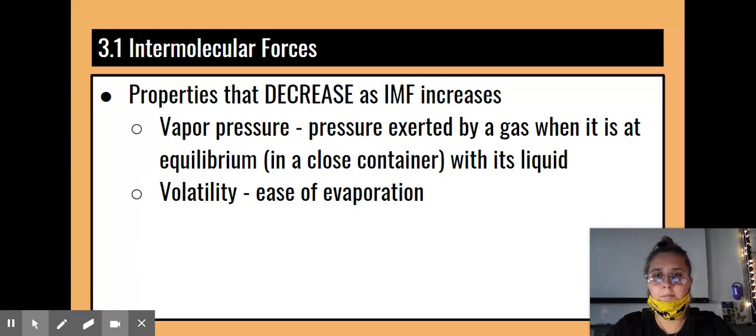On the flip side, you've got properties that decrease as your intermolecular forces increase. That includes vapor pressure, which is the pressure exerted by a gas when it's at equilibrium within a container with its liquid. So if you have a gas with a liquid in a container, that's the pressure that the vapor is pushing on the container itself. And then volatility is the ease of evaporation as well. That decreases. So again, it's making it harder to evaporate. So while volatility is the ease of evaporation, of course, that's going to decrease because evaporating is going to be more difficult.